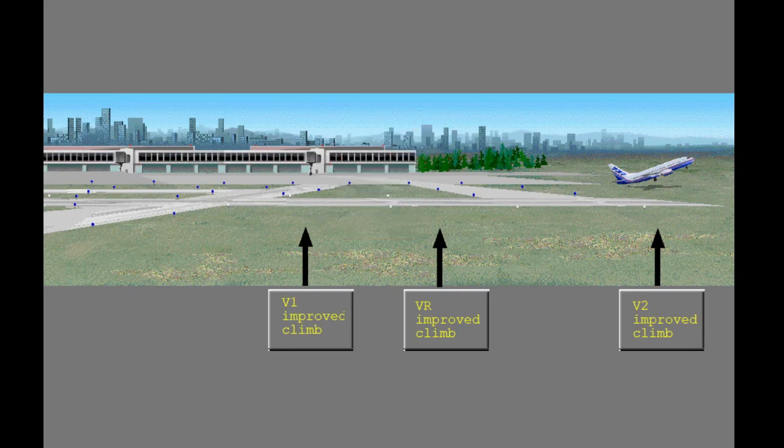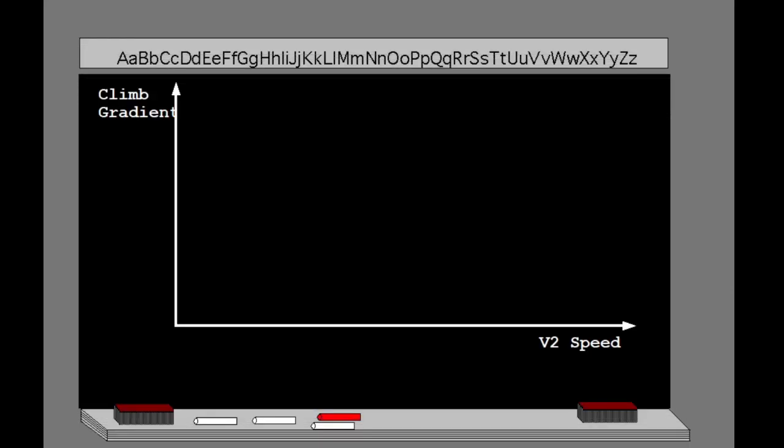With improved climb, there is an increased chance of being limited by brake energy or tire speed limitations. V1 must not exceed the maximum brake energy speed, and the liftoff speed must not exceed the tire speed limit. Another benefit of improved climb is the possibility of increasing an obstacle-limited takeoff weight.